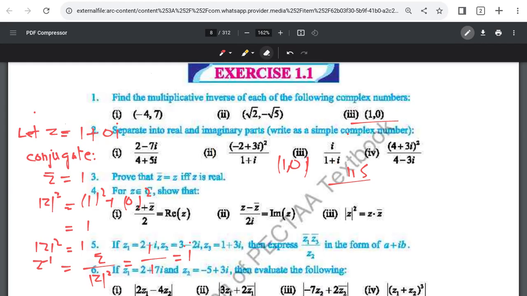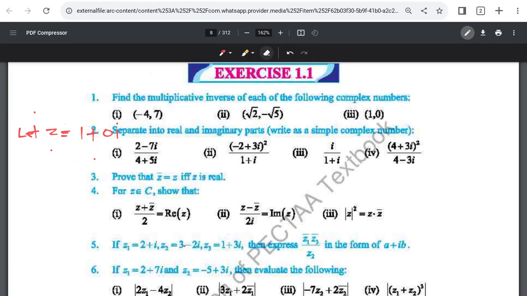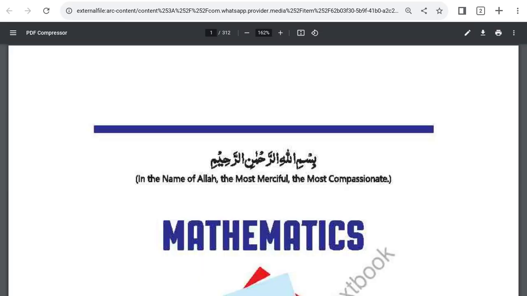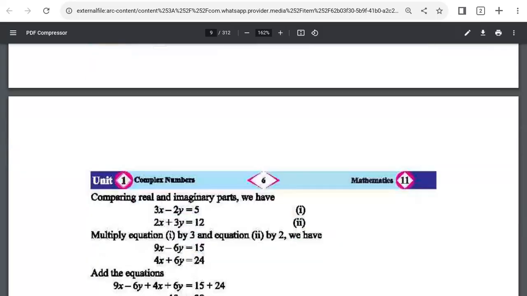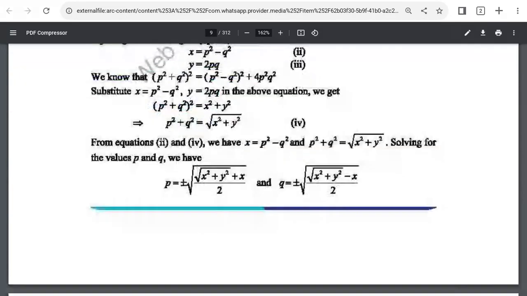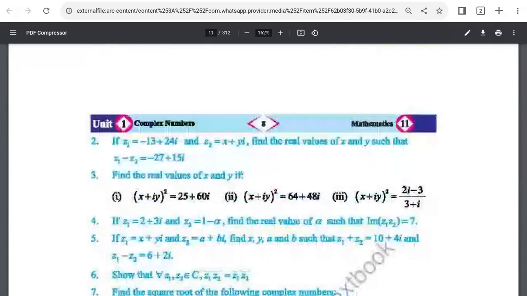So now we move towards the next question, question 2. In question 2, separate into real and imaginary parts. So we have to separate the real and imaginary parts. Okay, so dear students, now we move towards question 2 of this exercise.